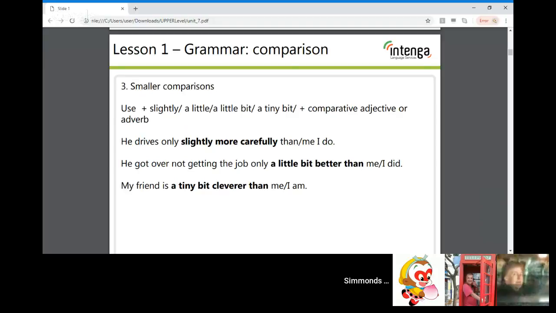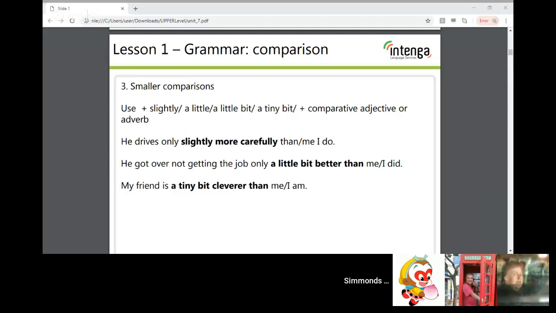No? Okay. So he got over not getting the job only a little bit better than me. So neither of the two people in this sentence got the job. No one got a new job. Someone else did. So I want to ask first about got over. He got over. What is get over in this case? This one's kind of a little difficult to explain. But do you have any ideas what it could mean, get over?